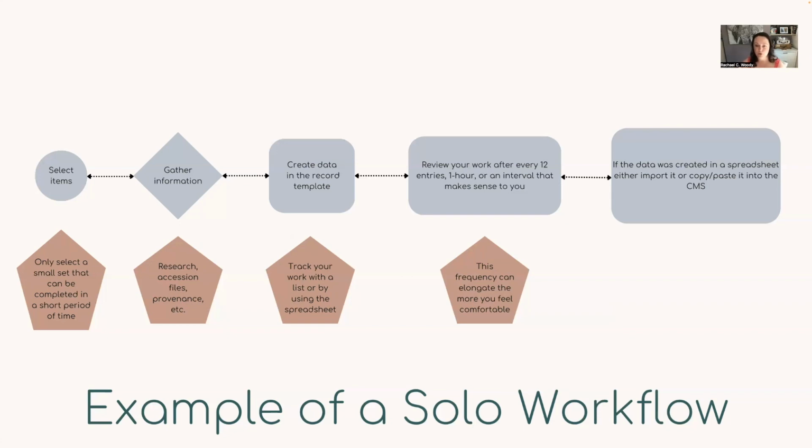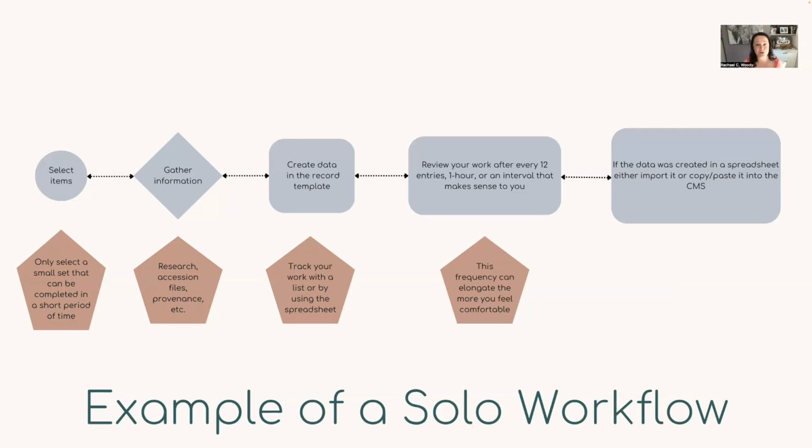You will want to review your work after every 12 entries or 1 hour or any sort of interval that makes sense to you. Again, keeping in mind that you can lengthen the frequency of these reviews the more comfortable and confident you are getting into the flow of cataloging. And then if the data was created in a spreadsheet, being able to import that data, if that's allowed in your CMS, or otherwise translated through copy paste into the CMS, will be the other part of your process.